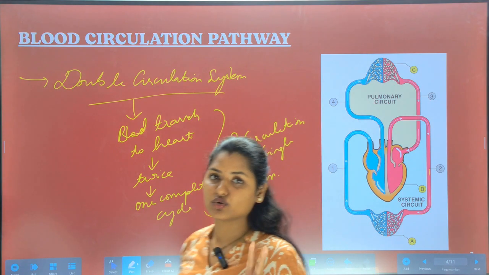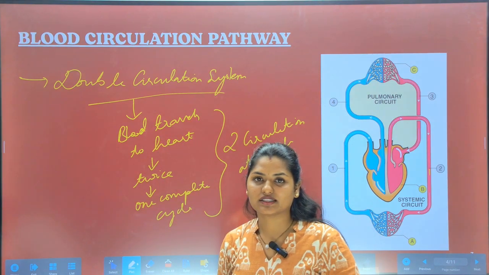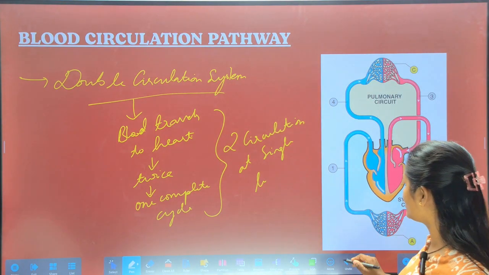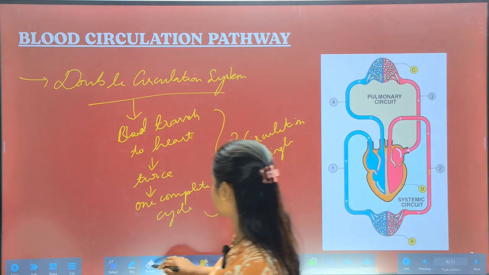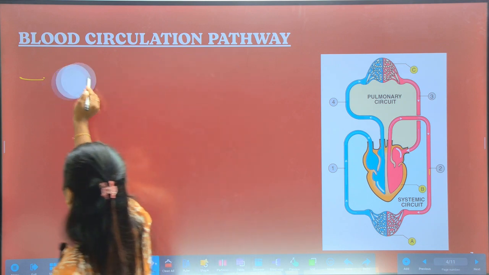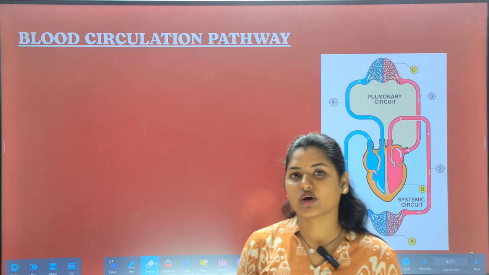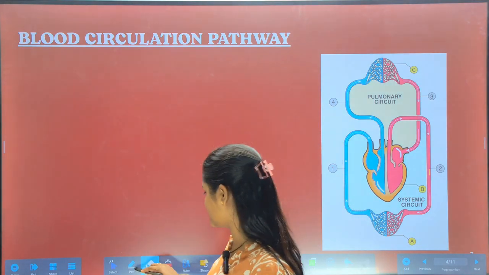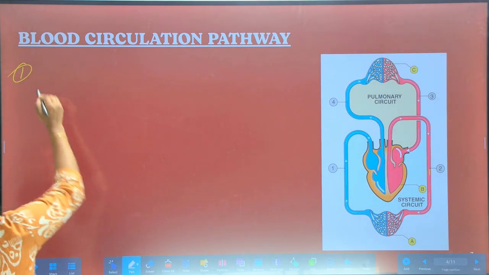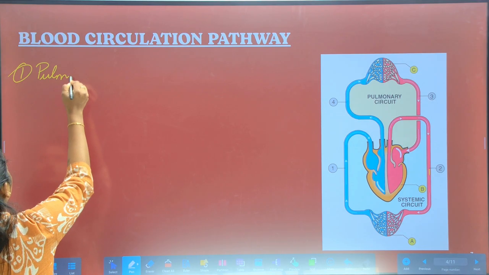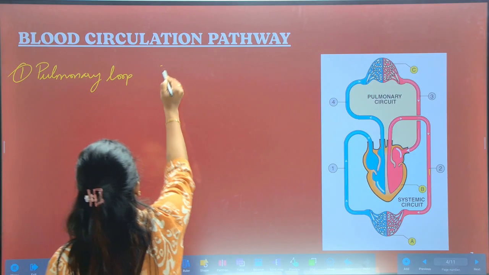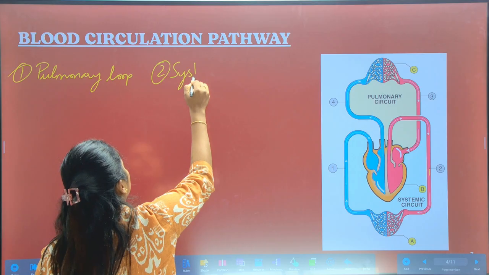And here we have two loops. One is the pulmonary loop and the second one is the systemic loop. So we will discuss the pulmonary loop and systemic loop, that is, two circulations. So it has two circulations, right? Because it is called double circulation. First one is the pulmonary loop and second one is the systemic loop.